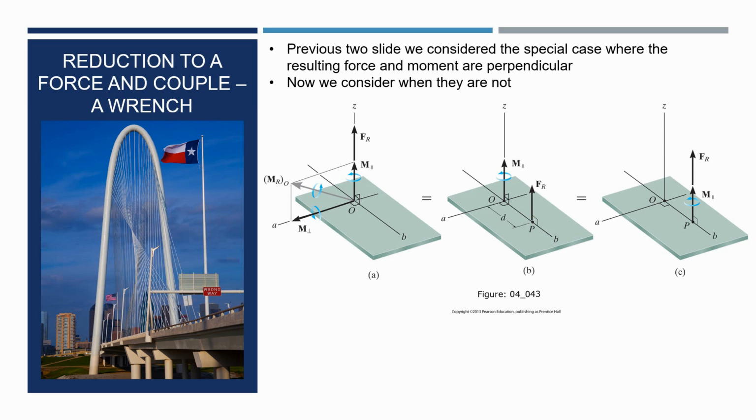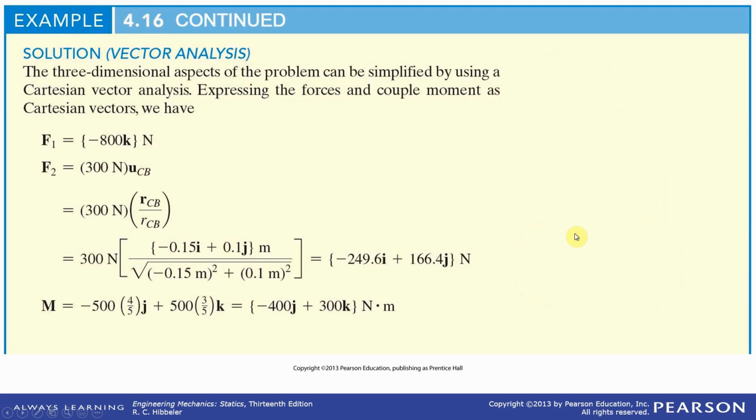Remembering that couples are free vectors, we can move them wherever we want. We can replace this system with this. It's that simple: a moment acting at point P and a force acting at point P. That's called a wrench. A moment and a force acting at the same point.